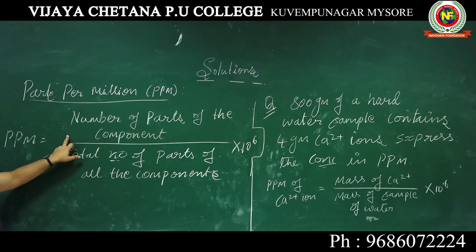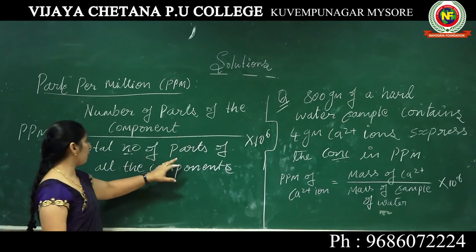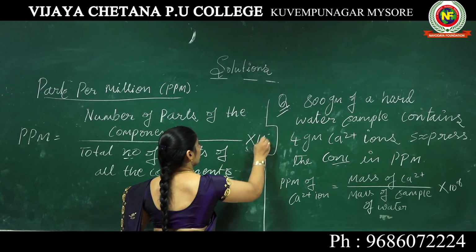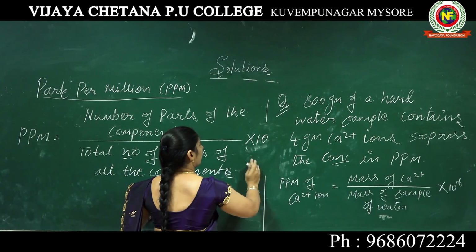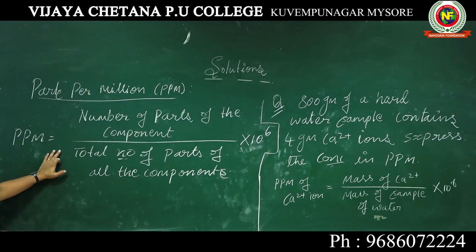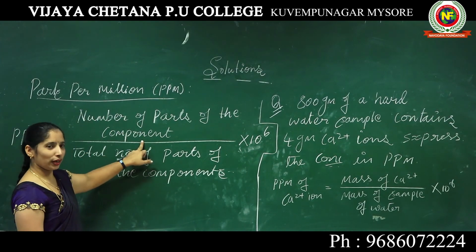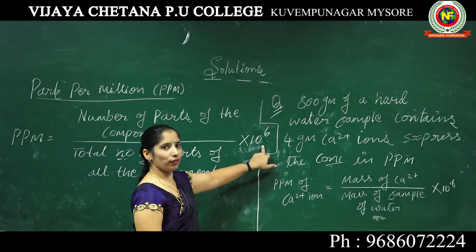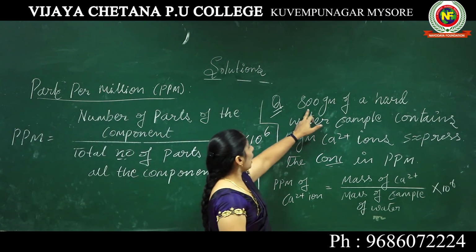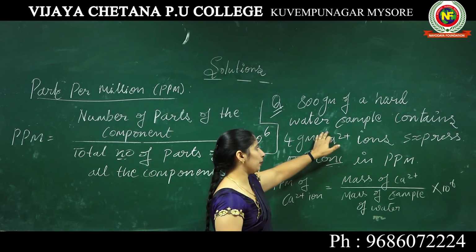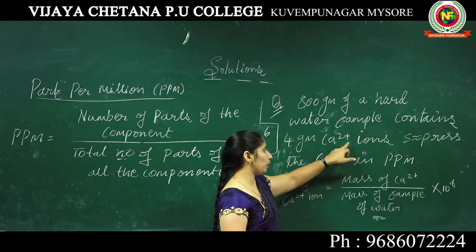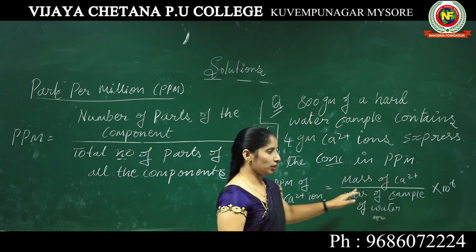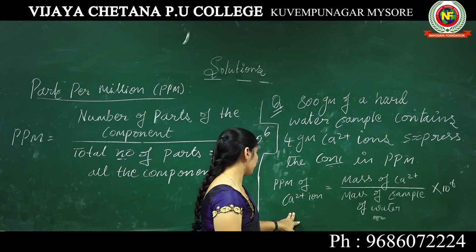Again, parts per million is the number of parts of the component by the total number of parts of all the components, into 10 to the power of 6, which means million. The question: 100 gram of a hot water sample contains 4 gram of Ca2+ ions. Express the concentration in ppm. We have to express the concentration in parts per million.